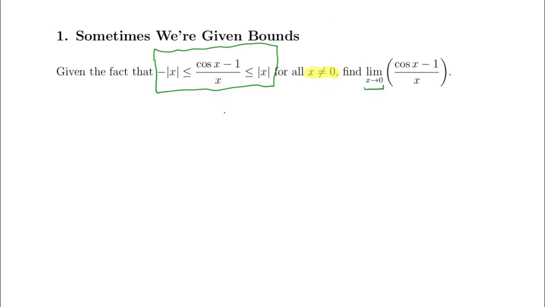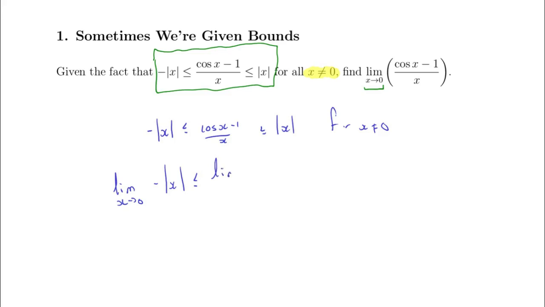So first, let's go ahead and set this inequality up. We've got that the negative absolute value of x is less than or equal to (cosine of x minus 1) over x, and that's less than or equal to the absolute value of x for x not equal to 0. And if this is true, that means that these limits have to have the same ordering. If this is true for all the x values that are close to 0 but not equal to 0, then it has to be true for the limits as x approaches 0.